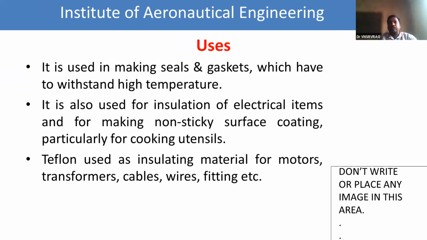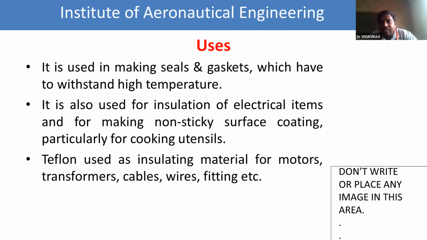After that, we see the applications of Teflon. Uses: it is used for making seals and gaskets which withstand high temperature. First of all, gaskets. Gaskets are mainly useful for a pressure cooker, which is maintained at a very, very high temperature, for boiling rice. For that purpose the gasket is very important, especially in a pressure cooker. Why? Because there is no leakage of the vapors coming out from the pressure cooker. So for this purpose we maintain gaskets.